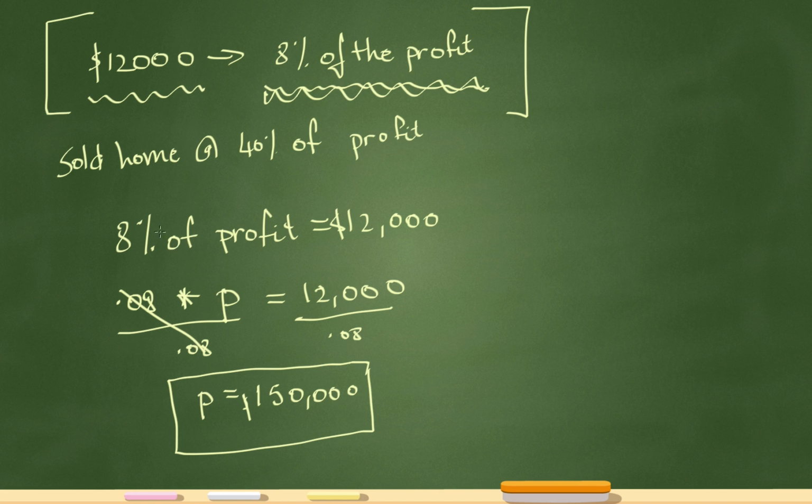And again, just to recap everything I did, the problem is saying I paid 8% of the profit to the government. So 8% of whatever my profit was is $12,000. So then I solved for the P, and it gave me $150,000. Now let's look at the second fact. The second fact is saying that whatever the price of the house was that I bought it at, I sold it at a 40% profit.